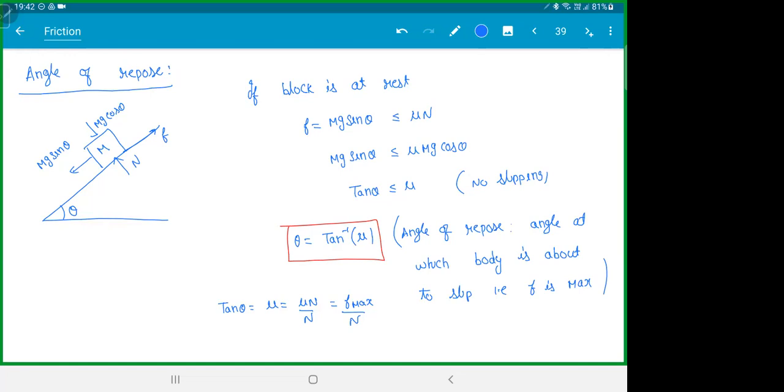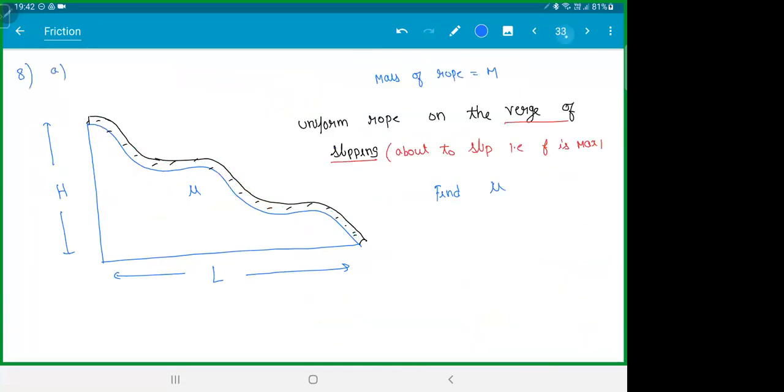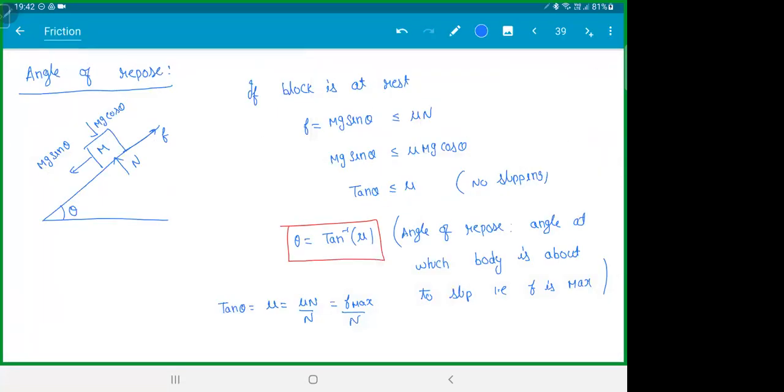So let's see how they will ask questions based on this. I think you could have solved problems even without knowing this, but let's see. Please check. Clear? Going ahead.